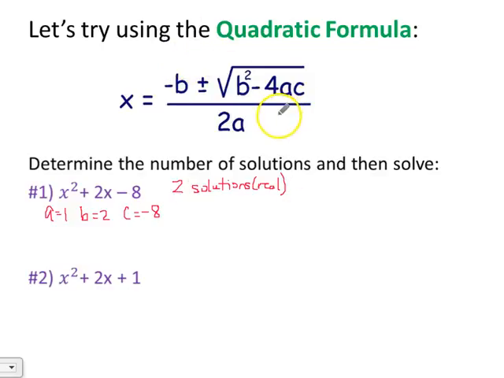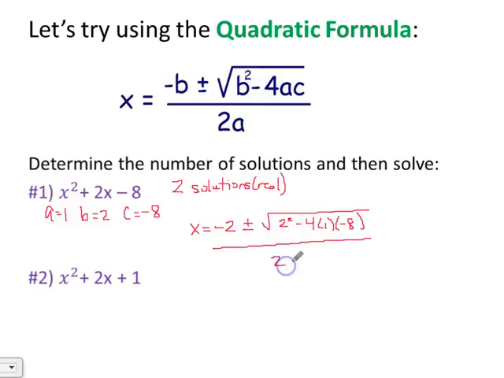Now we can plug it into the quadratic formula. The quadratic formula tells me that x equals negative b, so negative 2, plus or minus the square root of b squared, so that's going to be 2 squared, minus 4 times a times c, all divided by 2 times 1, which is just 2.